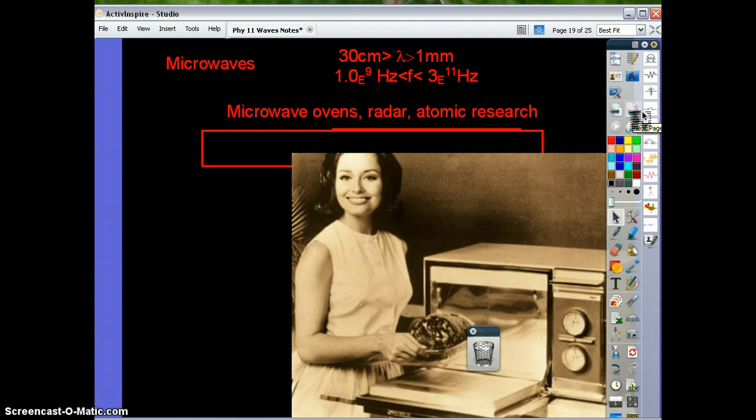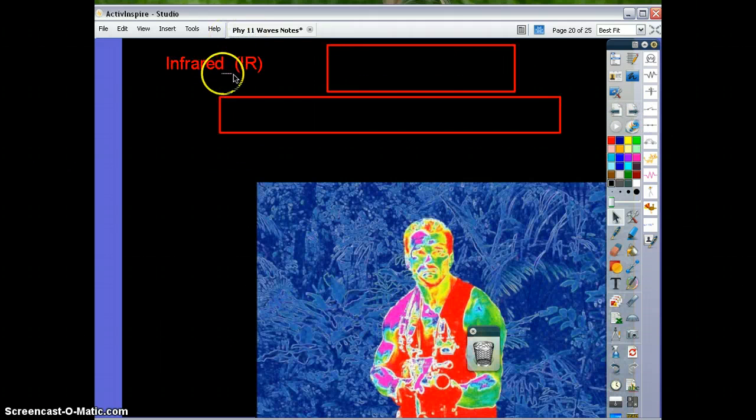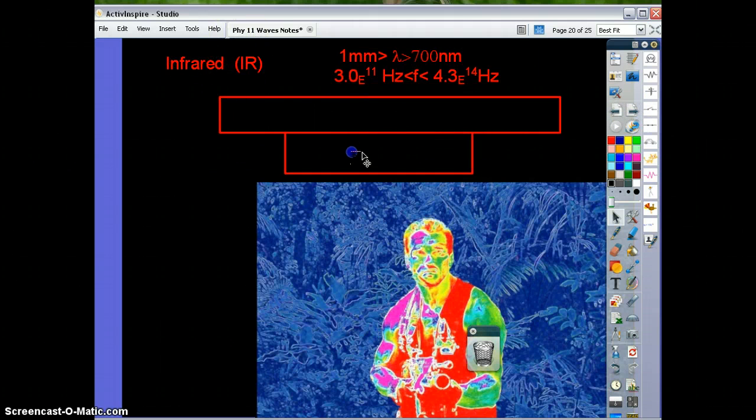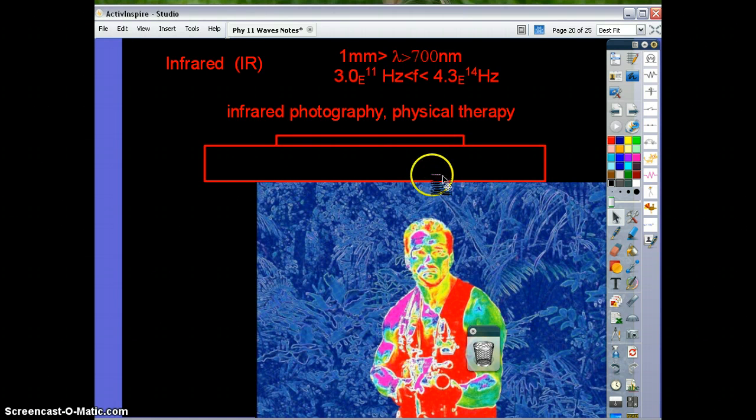After microwaves, if you get more frequent, you end up with the infrared. Infrared has an even smaller wavelength and a higher frequency. And how do we use it? Infrared photography and physical therapy. As you can see in this image, you can see the person through heat. The delivery of heat energy is often thought of as infrared. And in physical therapy, you can use it to do deep muscle heating.